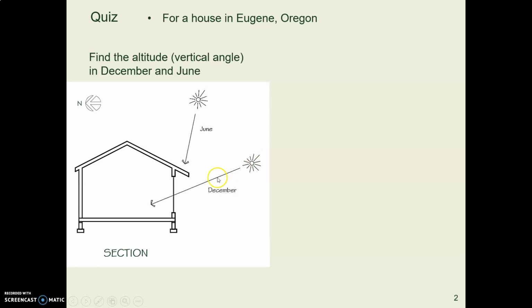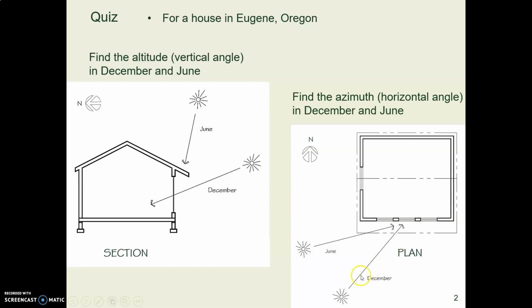We know that in the winter time the sun's going to be at a flat angle in the sky, and in the summertime it's going to be high in the sky. Let's find out just how much it is and whether we have enough of an overhang here. Then we'll also look at what is the angle on the ground. So here we're looking down at a plan view of the house. There are the windows on the south side, and we want to know how far away from true south is the angle of the sun horizontally.